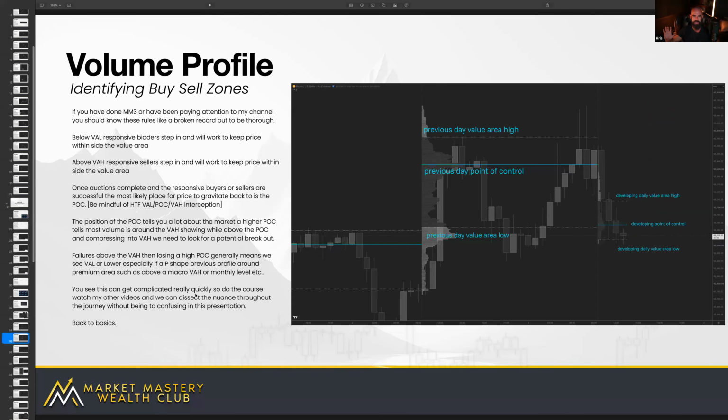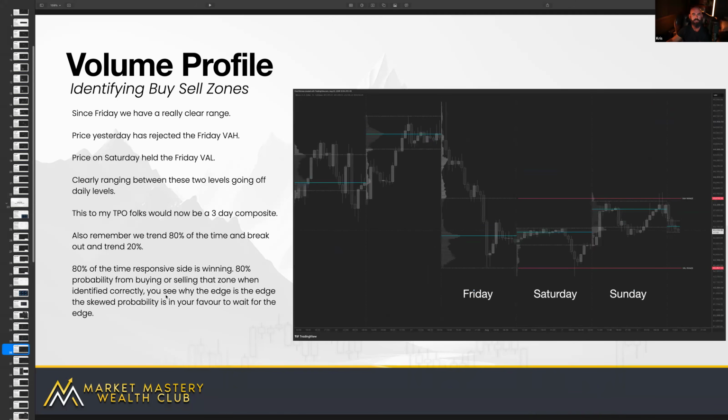So let's just step back and actually learn the volume profile. And we can do nuance and stuff in other presentations. So since Friday, when did I do this one? I probably did this yesterday, so it might not be relevant. But since Friday, we have a really clear range. Price yesterday rejected the Friday value area high. Price on Saturday held the Friday value area low. Clearly ranging between these two levels, going off daily levels, off these daily volume profile levels.